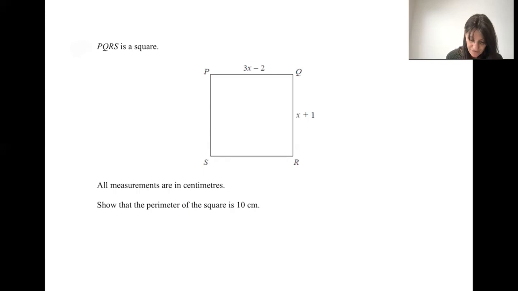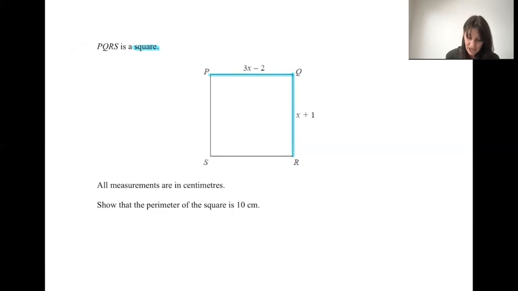Okay, so first keyword is square. My shape is a square. What do I know about squares? I know all the edges are equal. If I know all the edges are equal, I know that edge and that edge are equal. I'm being asked to show that the perimeter of the square is 10 centimeters.